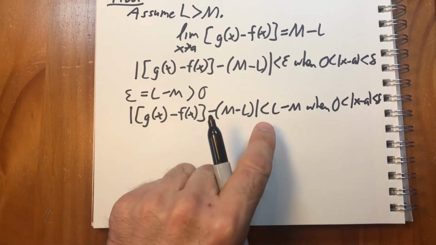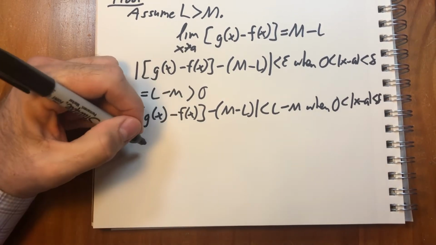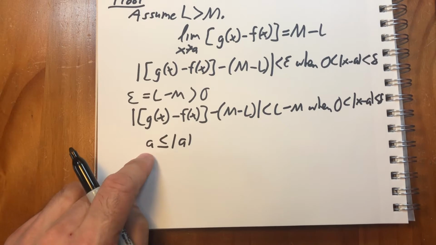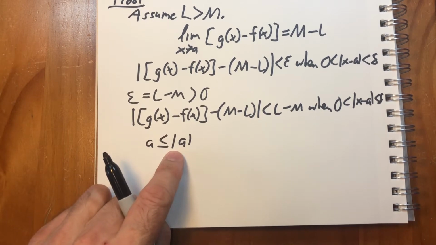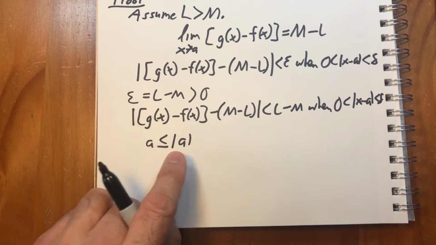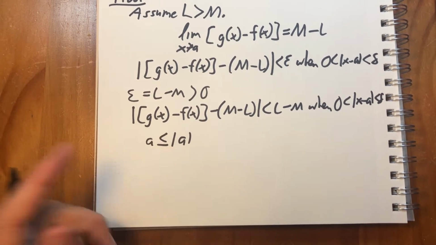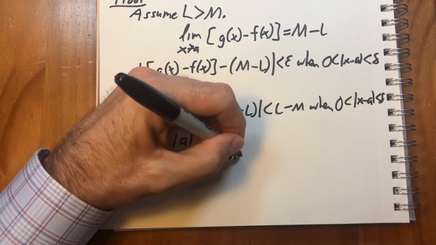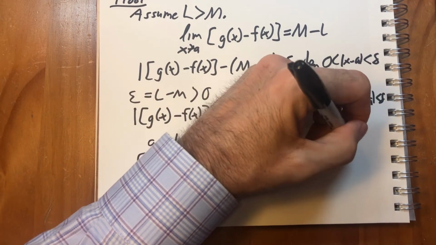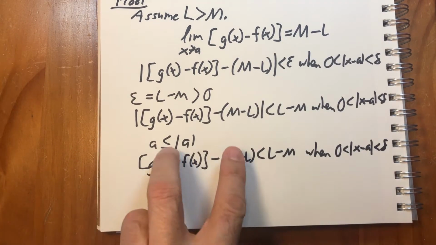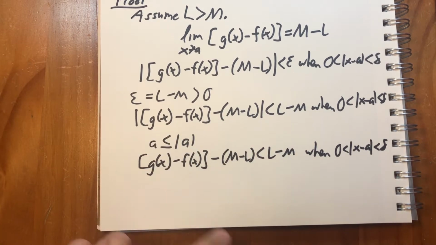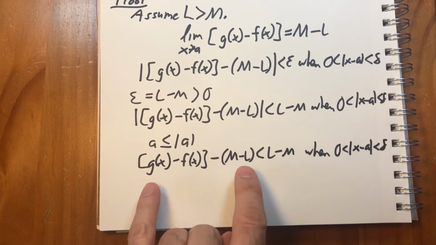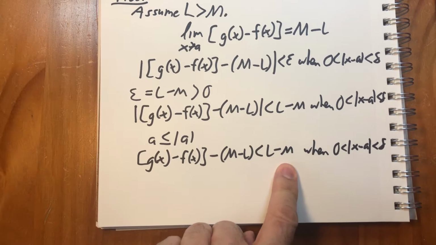Okay, now we're just going to remove the absolute value signs because we know that any number a is less than or equal to the absolute value of a. Because if a is negative, the absolute value is always positive, and a is either negative or positive. So we can just rewrite this without the absolute values. So a is always less than or equal to the absolute value of a. We just replaced this with this. If the absolute value is less than L minus m, then this is definitely going to be less than L minus m.